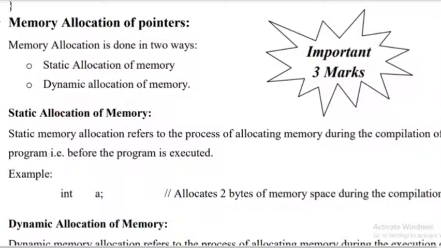It's like a normal variable declaration. Here we have taken a data type int and a variable called a. So what does it allocate? It allocates 2 bytes of memory space during the compilation. Here they have taken short int, so it allocates 2 bytes of memory space. It's like a normal variable declaration, and this is done before the program is executed. So this is regarding static allocation of memory.